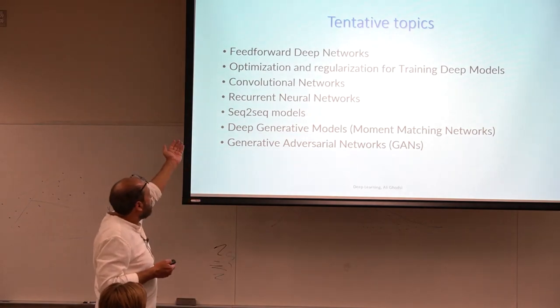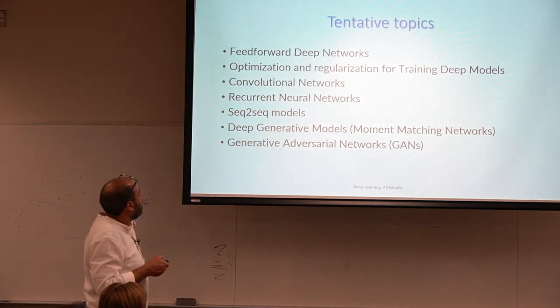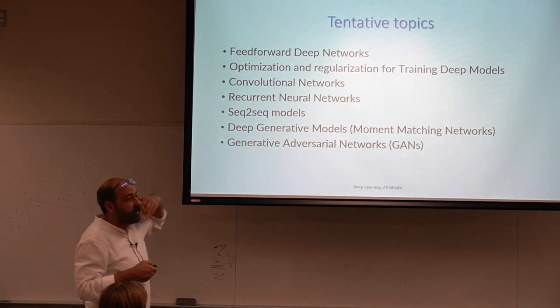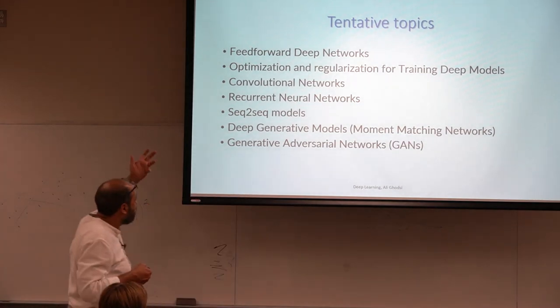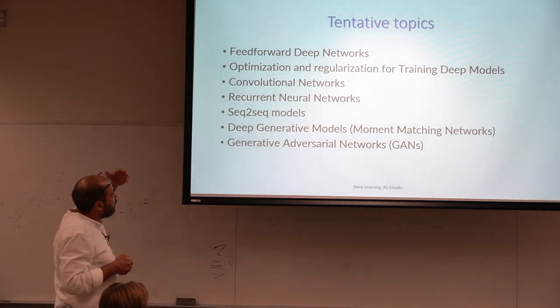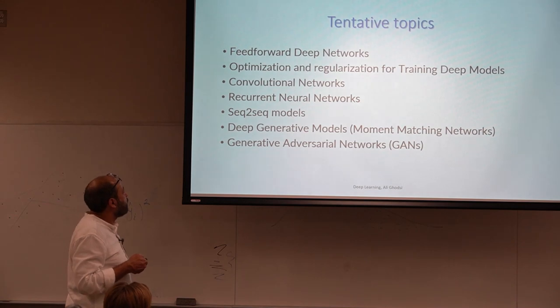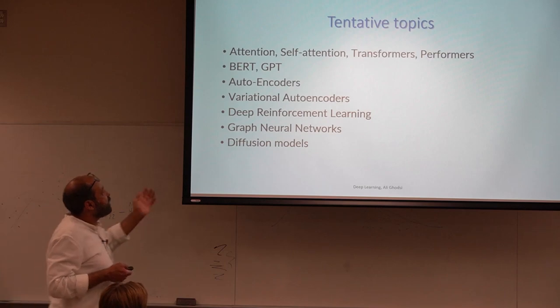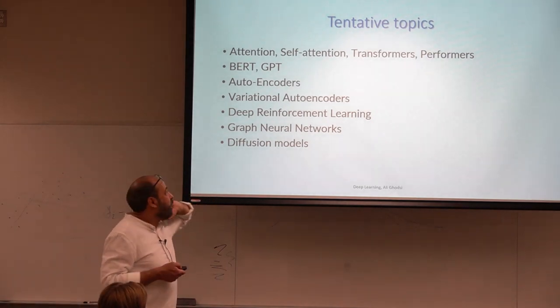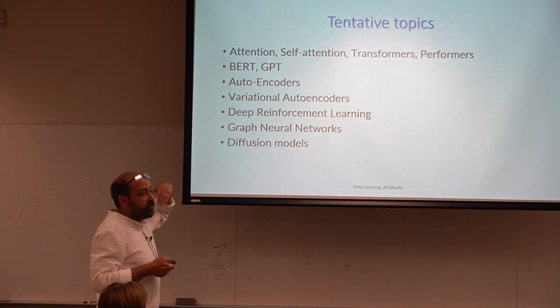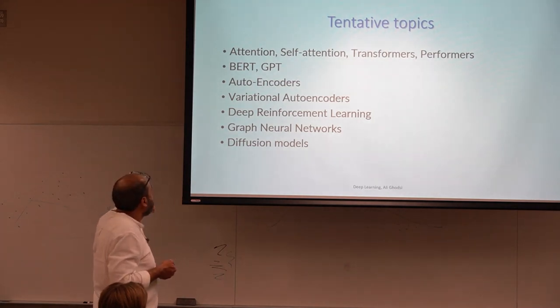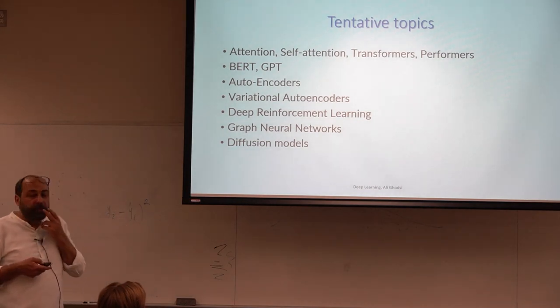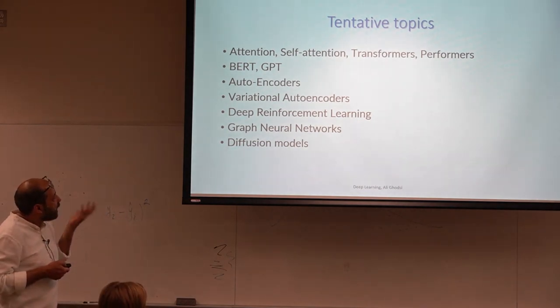We learn about old models like feedforward and convolutional networks and recurrent neural networks. That's basically the models that we had in the past before the new era of deep learning. But then we learn about the new era, like sequence-to-sequence models, moment-matching networks and GANs, and then attention, self-attention, and transformers, and more efficient versions of transformers like performers, and then BERT and GPT, and variational autoencoders.